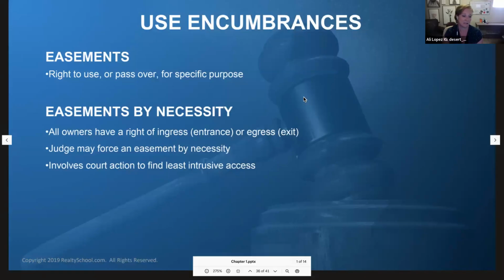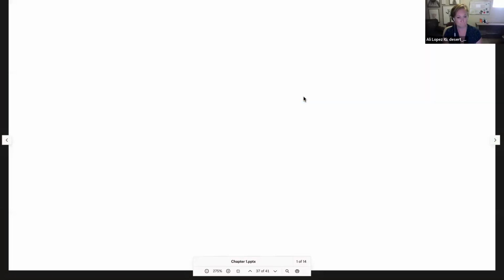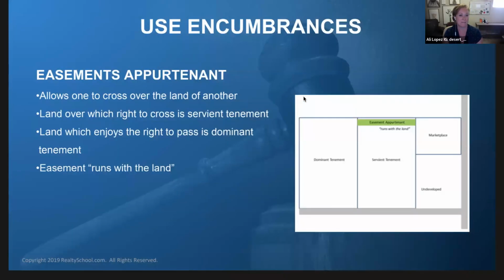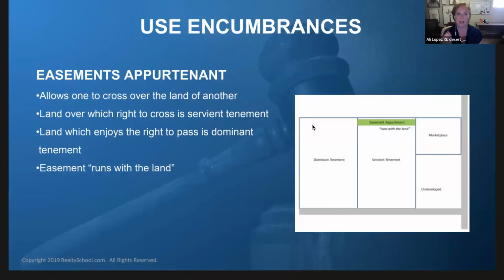An easement by necessity can also be enforced by a judge. An easement appurtenant allows one to cross over the land of the other. Remember at the beginning of the chapter, I talked about if you end up buying land in West Tennessee and you can't get to your parcel of land without crossing over somebody else's parcel, this is an easement appurtenant. It's land over which the right to cross is the servient tenement. The land which enjoys the right to pass is the dominant tenement.